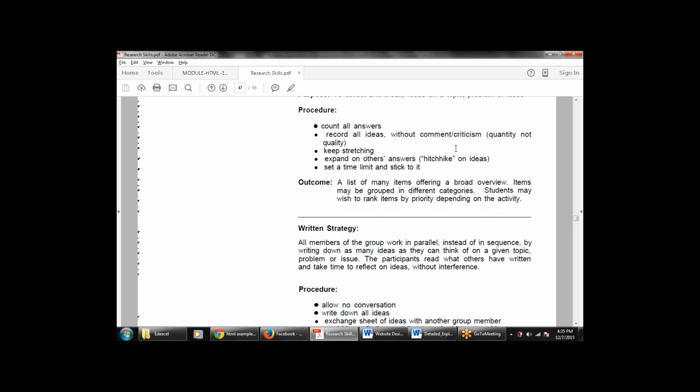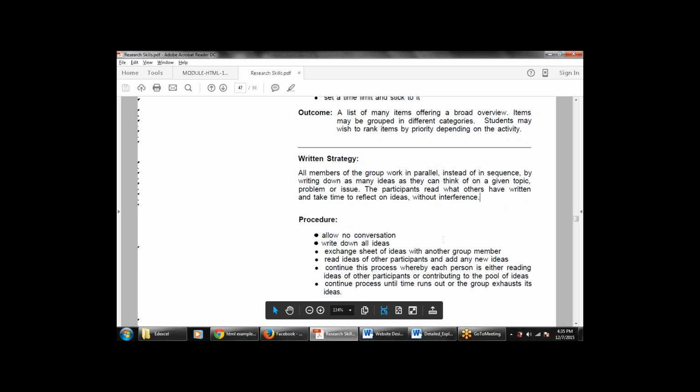Instead of in sequence. So they work in parallel instead of in sequence by writing down as many ideas as they think of on a given topic. Whatever idea comes to their mind, they take that idea and put it into the topic. The participants read what others have written and take time to reflect on the ideas without any interference.